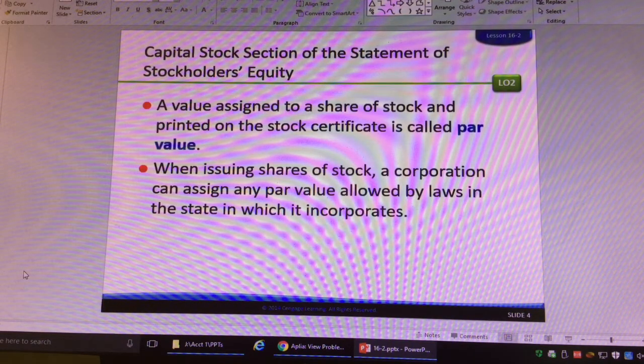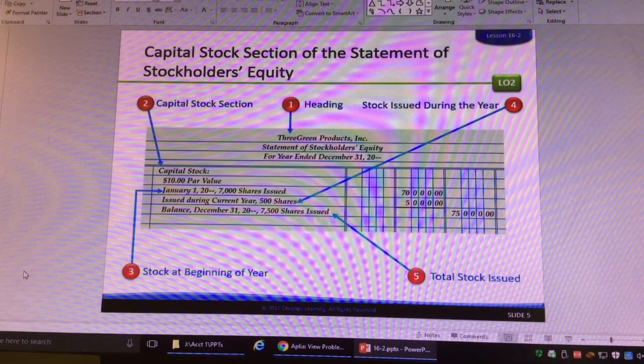So what's par value? Par value is a value assigned to a share of stock and printed on the stock certificate. When issuing stocks, a corporation can assign any par value allowed by law in the state in which it incorporates. This is what the initial part of the stockholders' equity statement will look like. You've got the heading, the capital stock section with the stock and the par value. You have the stock at the beginning of the year, the stock issued during the year, and the total stock.